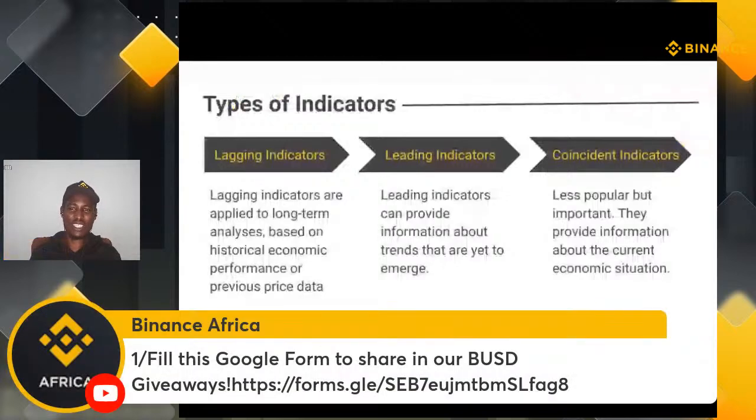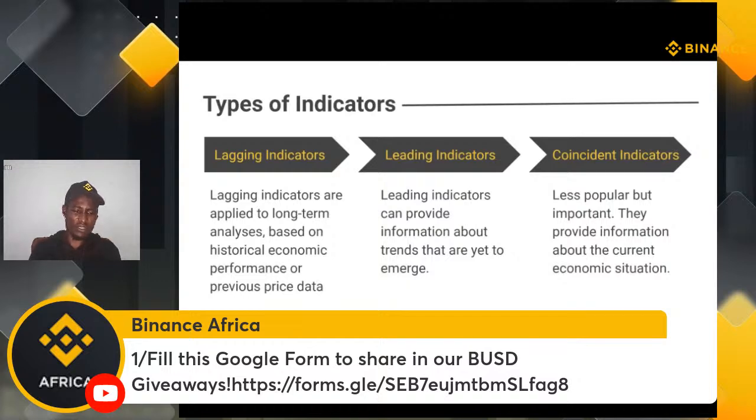Now, what are the types of indicators? There are mainly three types of indicators, which are the lagging indicators, the leading indicators, and coincident indicators. Leading and lagging indicators are tools that evaluate the strength or weakness of economies or financial markets. Now, in simple terms, lagging indicators are applied to long-term analysis based on historical economic performance or previous price data, while leading indicators can provide you information about trends that are yet to emerge.